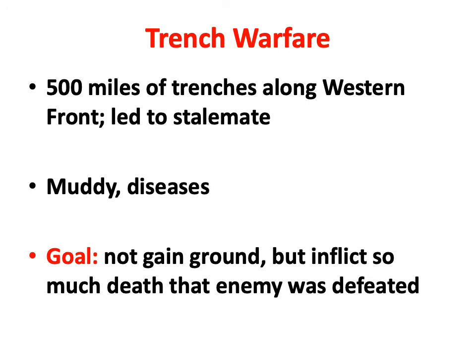Now, World War I is characterized by what's called trench warfare. The trenches were dug by both sides along the Western Front. We'll see a map in a few minutes. This is essentially the area near the French-German border. And there were some 500 miles of these trenches dug there. It was very difficult to move out and defeat the enemy, and so it led to a stalemate.